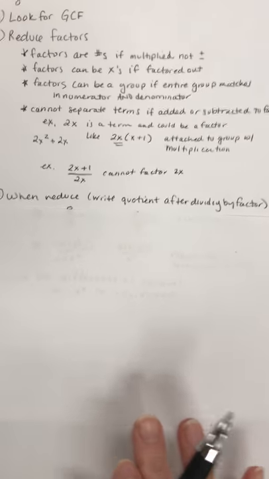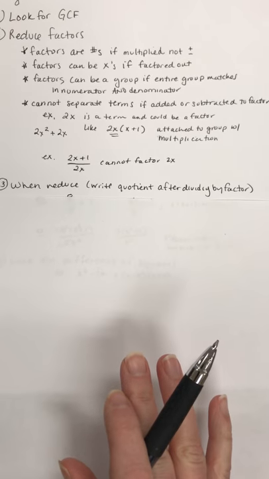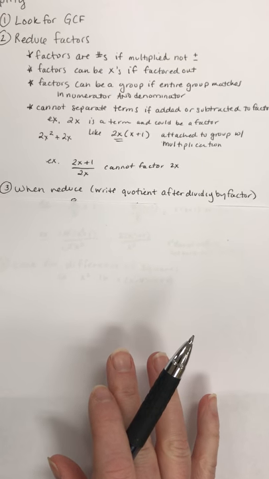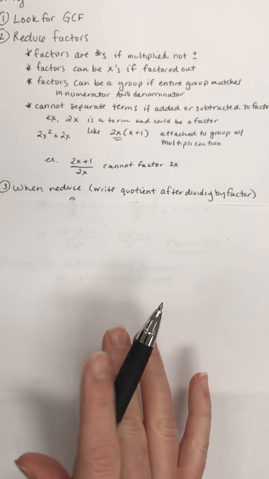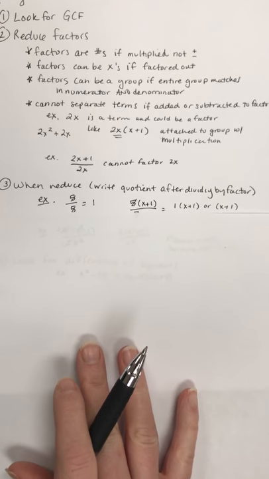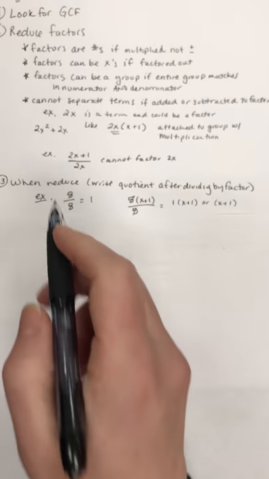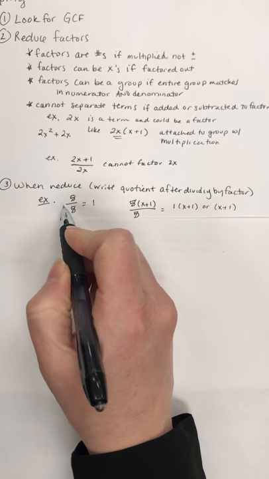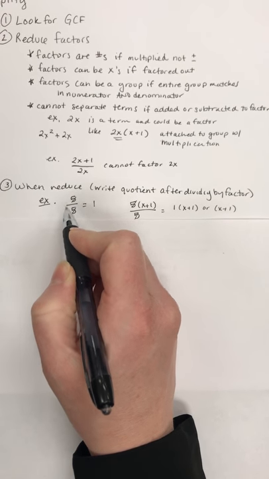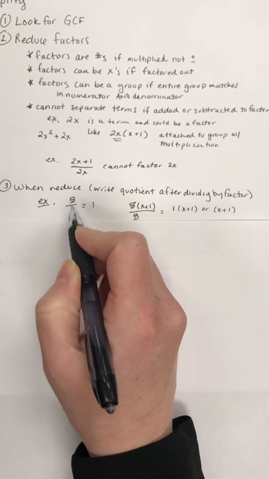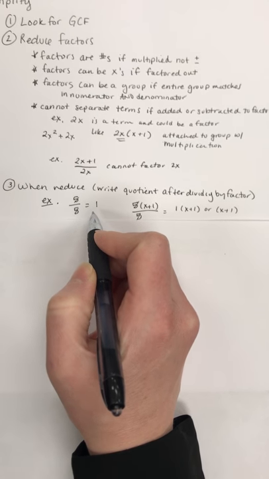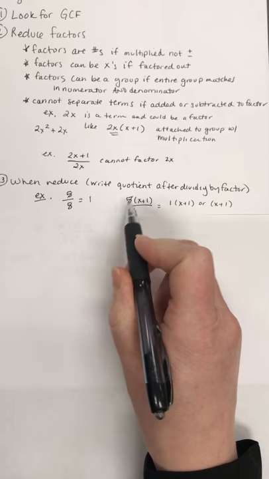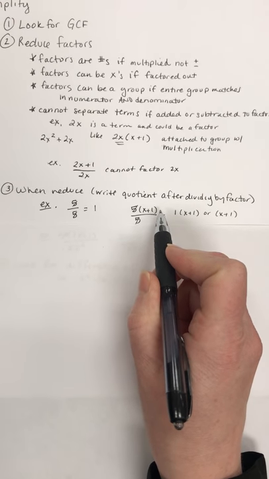The third thing that you're going to look for when you're trying to simplify is when you reduce, you're going to write the quotient after you divide by the factor. So what I mean is if I had, now it's hard to see in the video here, but this was a 5. If I had 5 divided by 5, I could say, oh, I'm going to cross those out. But what is 5 divided by 5? It's 1.